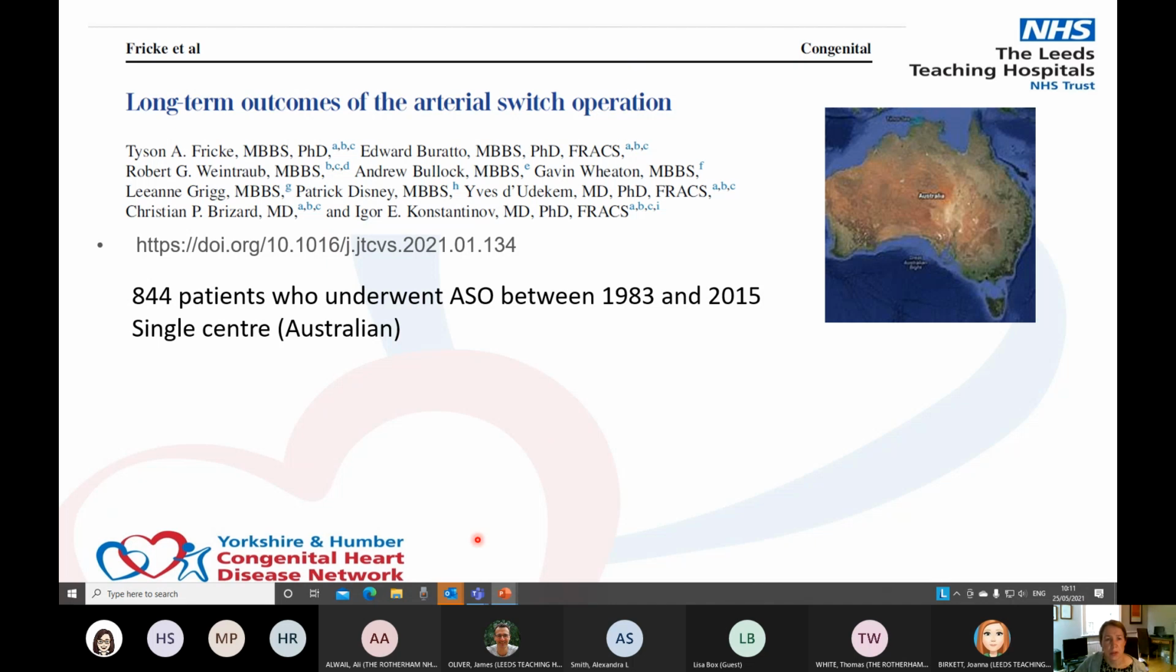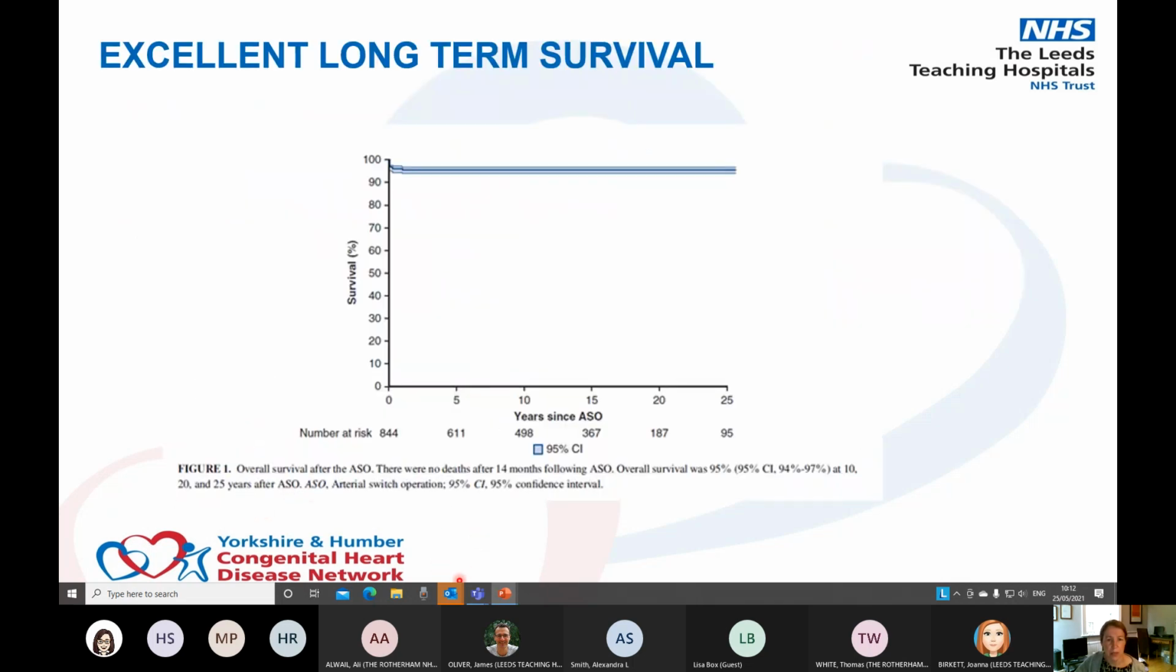So I was just looking for some most recent outcome data. So this is a paper which has only just been published electronically. It's not yet out in paper form. And this is long-term outcomes of the arterial switch procedure. And this is a single Australian centre, I think it's in Adelaide, 844 patients who underwent arterial switch between 1983 and 2015. You'll see this shows absolutely outstanding long-term survival.